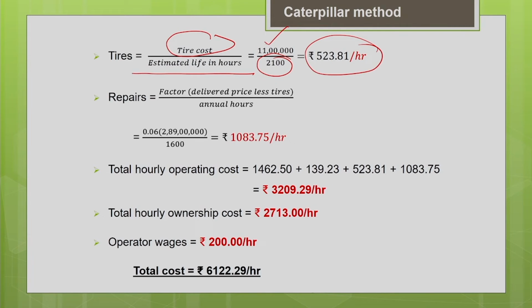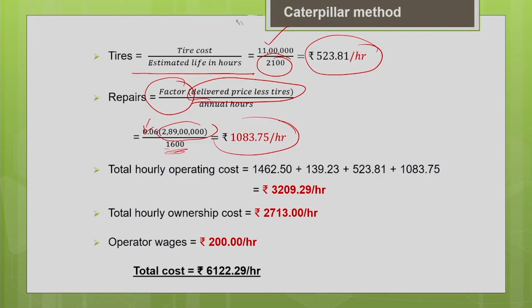Similarly, your repair factor for the machine is given as 0.06, multiplied by the initial price of the machine, excluding the tire cost. So it is nothing but your 3 crore minus 11 lakh. That gives you 2 crore 89 lakh, multiplied by the repair factor, and divided by the annual usage of the machine in hours. That will give you the repair cost. Hourly repair cost is 1083.75. So now add all your operating cost components.